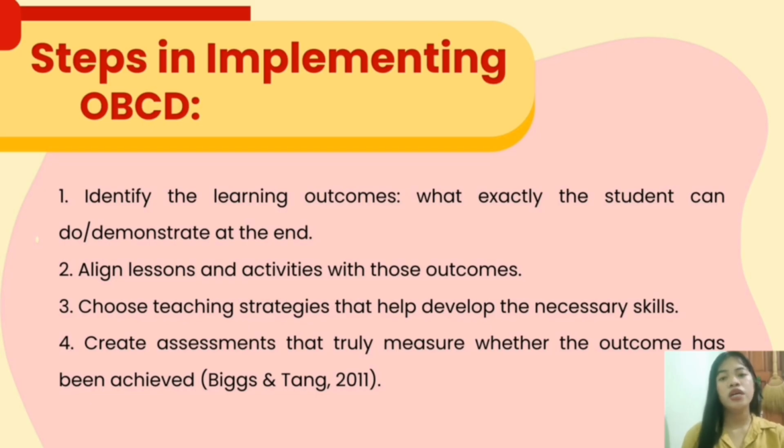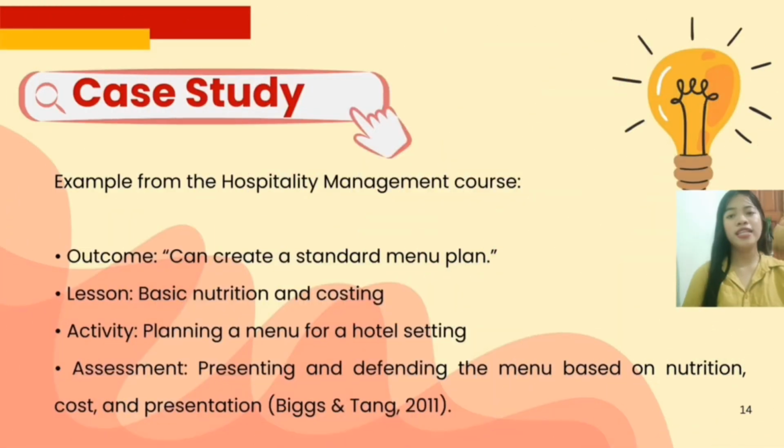So third, choose teaching strategies that will help develop the skills you want to see in the student. And fourth, create an assessment that directly measures the outcome, not just something else, but exactly what you want to achieve. So to make it clear, let's use an example from a hospitality management course.